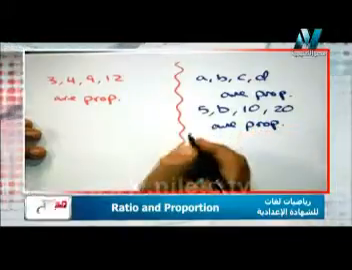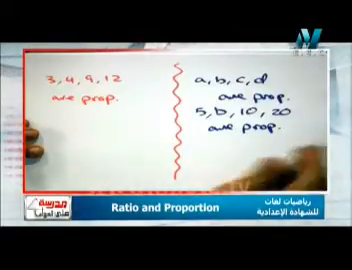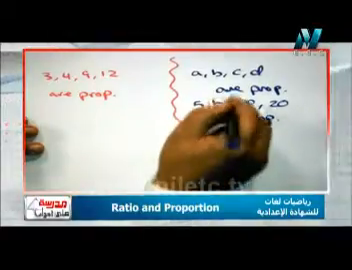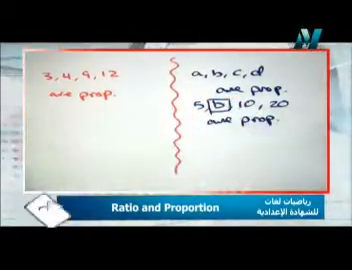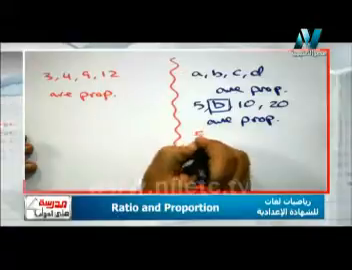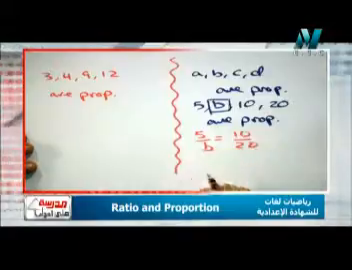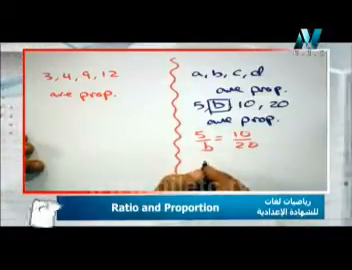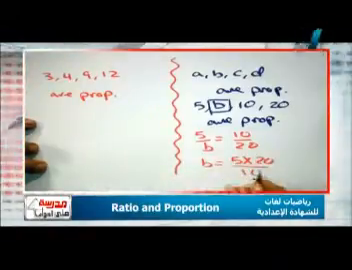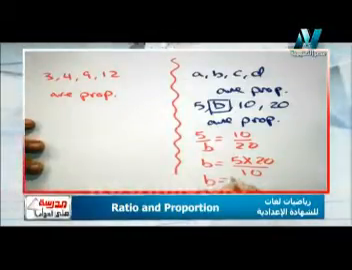I want you to find the missing term, which is the second one, B. If we want to find the value of B, you have to arrange this proportion: 5 over B equals 10 over 20. Using simple cross multiplication, B equals 5 times 20 over 10, and of course B will be 10.